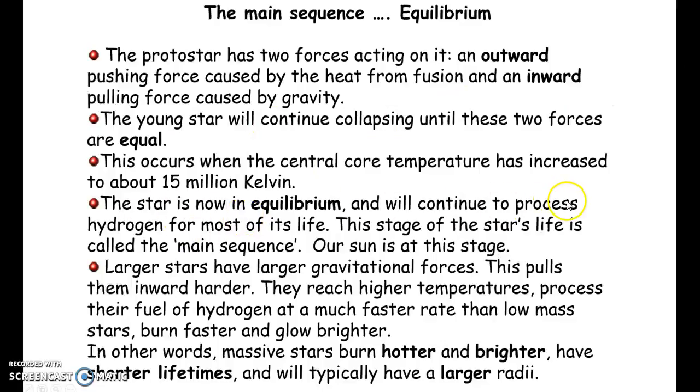The star is now in equilibrium. It will continue this process for most of its life. It's going to be fusing hydrogen for most of its life, and the stage is the main sequence. That's the stage our sun is currently in. Typically, much larger, more massive stars will reach higher temperatures faster. They'll burn their hydrogen much faster. They'll glow brighter, but they do have shorter lifespans.